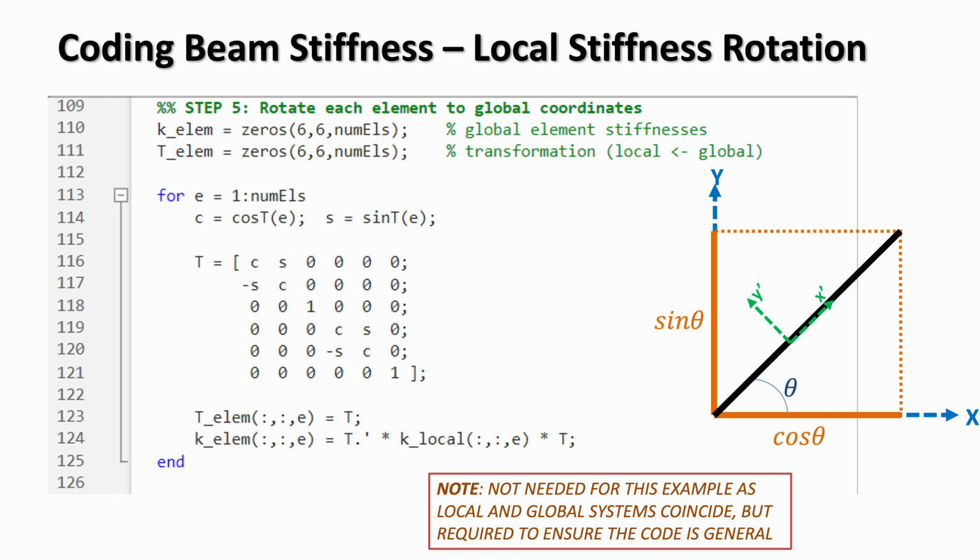We then apply the transformation by taking T transpose and multiplying by the local stiffness matrix, and then multiplying by T again. This rotates the element stiffness from local to global coordinates, ensuring that all stiffness contributions are aligned correctly for assembly. The diagram shows this clearly. The element is inclined at an angle, and we use cosine theta and sine theta to resolve its behavior into the global directions. Once this is done for every element, we're ready to assemble the global stiffness matrix.